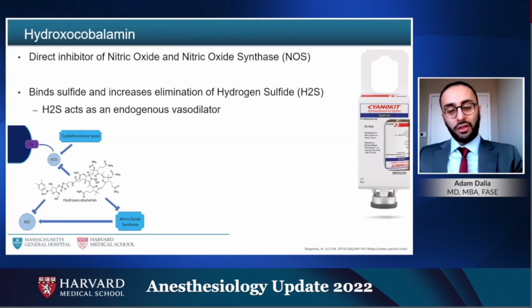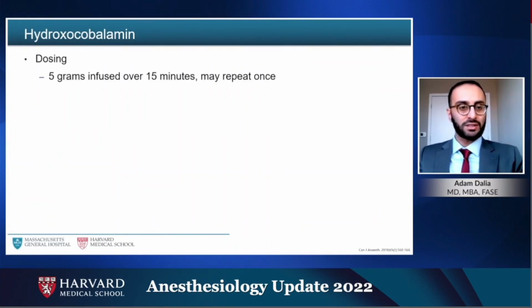And so the only downside, or one of the few downsides with this drug, as you can imagine, is the expense. And we'll go into a little bit more detail of what constitutes that expense. So the dosing is about 5 grams infused over 15 minutes. You may repeat this once, and the 5 grams is how much comes in that one Cyanokit.